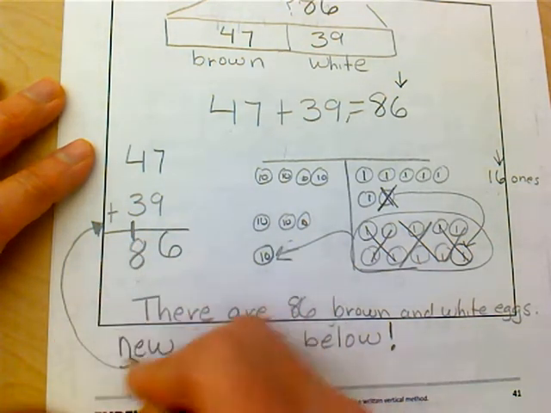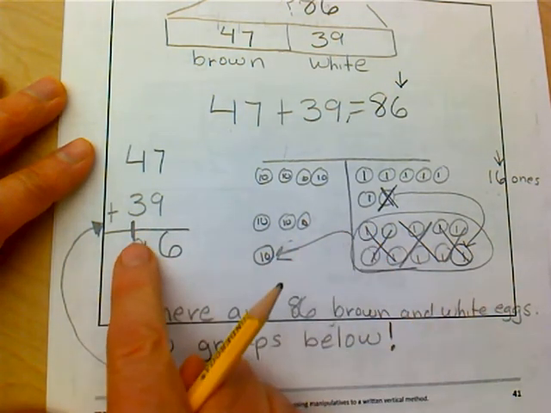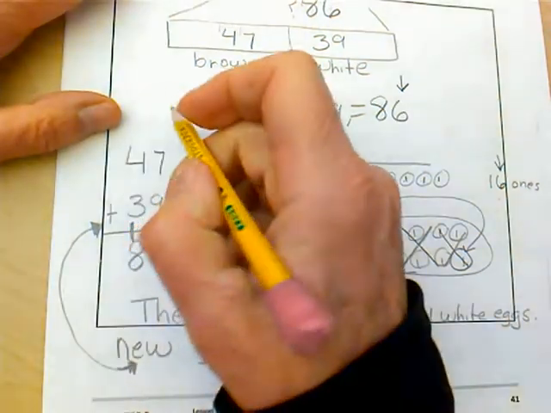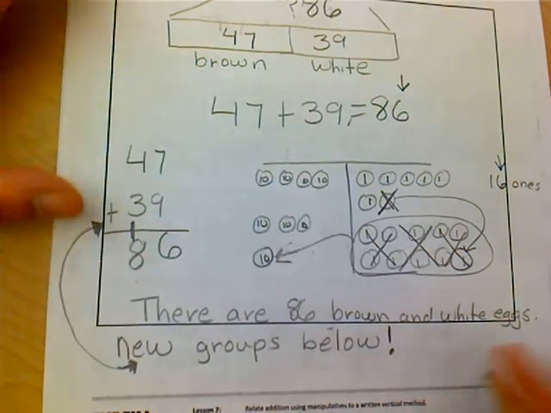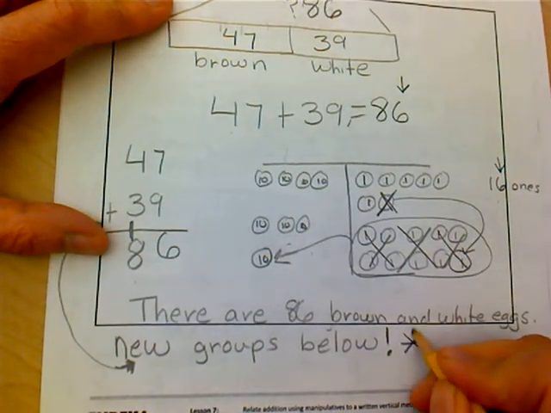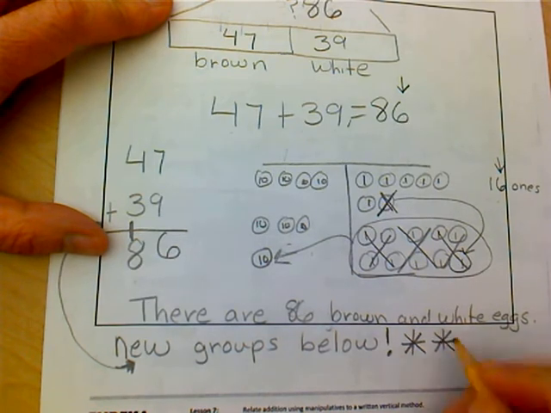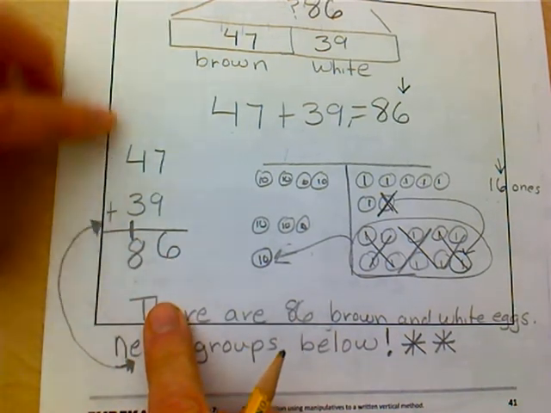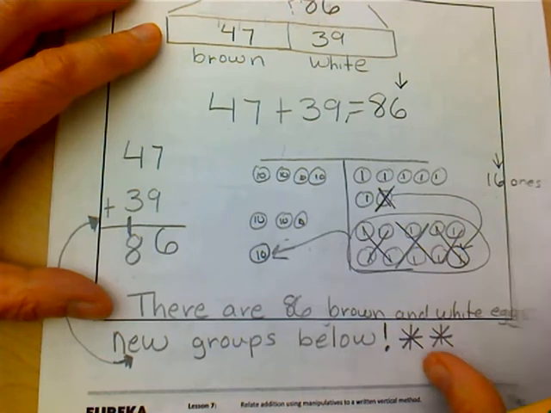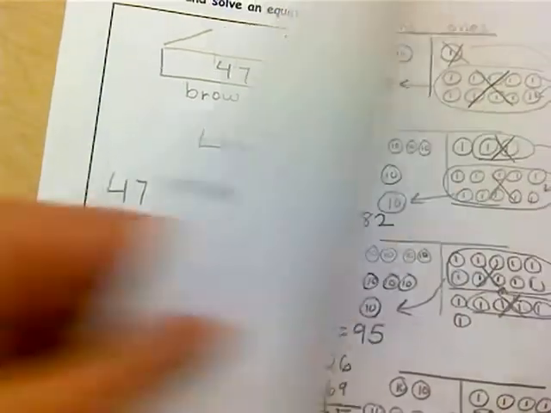This move down here, where we moved this from here, regrouping below rather than up at the top, is called new groups below. And you're going to hear that statement said a lot over the next while, that we are creating new groups below rather than groups above. All right, so there's your answer to that first one.